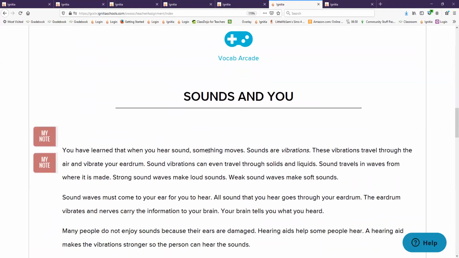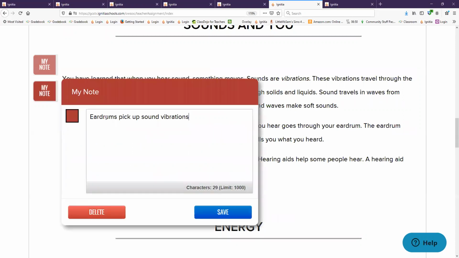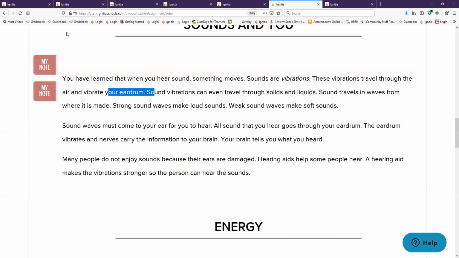You have learned that when you hear sound, something moves. Sounds are vibrations. You have to know that phrase for your test. Sounds are vibrations, which is what you should have realized when you did your experiments also. These vibrations travel through the air and vibrate your eardrum. You need to know that eardrums pick up sound vibrations, which I'm sure you do know. Sound vibrations can even travel through solids and liquids.